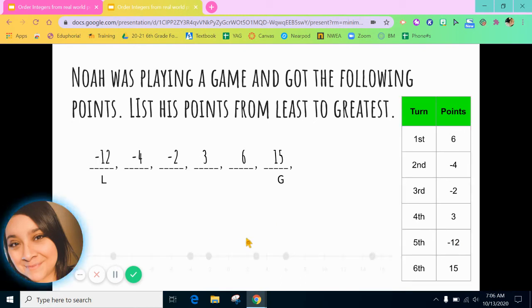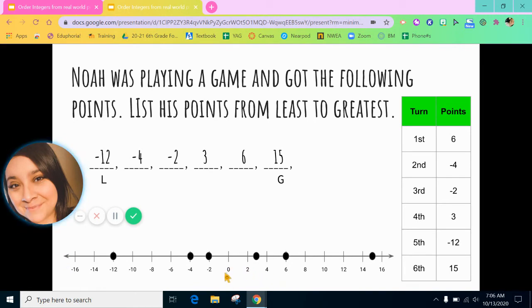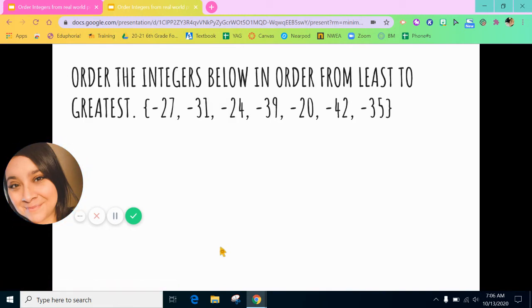Again, we could always draw a number line to help us. So notice my number line here skip counts by 2s. Again, they don't have to go by 1. So if I plotted -12, it would be here, -4, -2, +3 would be between the 2 and the 4, 6, and then 15 would be between the 14 and the 16. So to put them in order from least to greatest, I would just go from left to right.